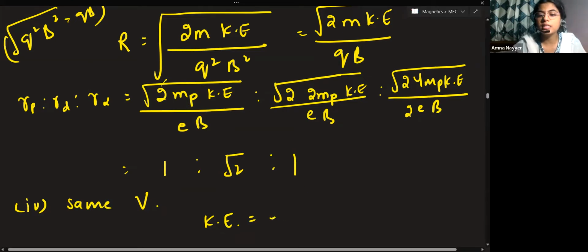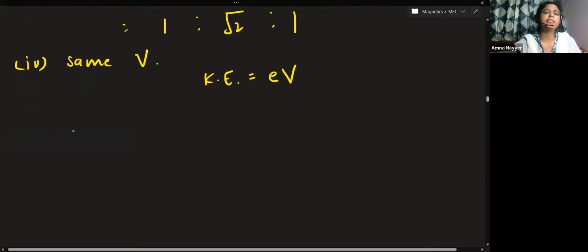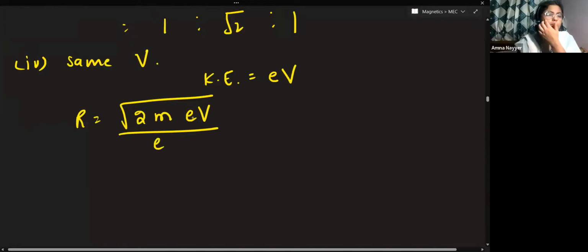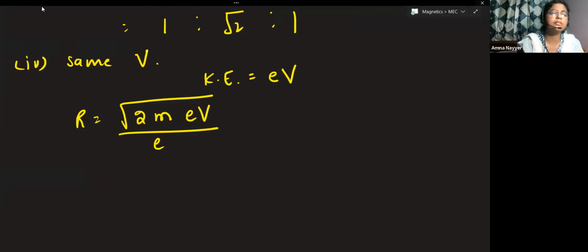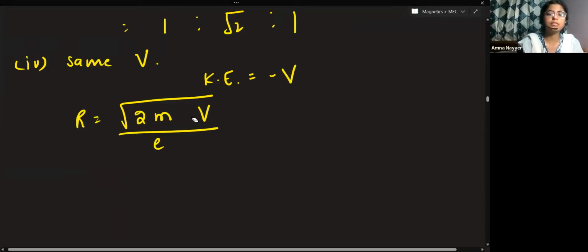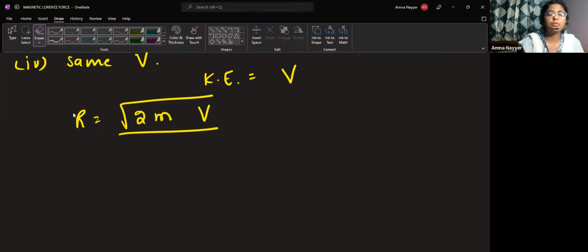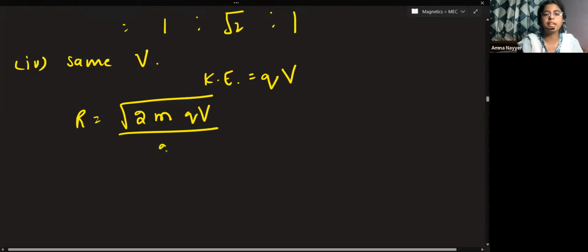So kinetic energy is given by the charge multiplied by the potential difference. So we can just, in this radius formula, where under root 2 m ke divided by qb is written, there instead we can write the formula of radius as 2 m. Instead of kinetic energy, we can write it as EV divided by, not EV exactly, this is basically charge into potential. I'll write it as charge only because other charges are also there. No? This is E. So this will be QV divided by Q.